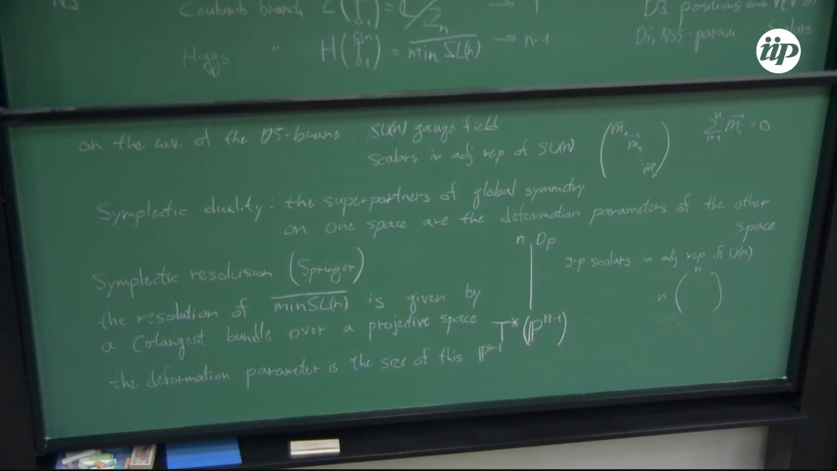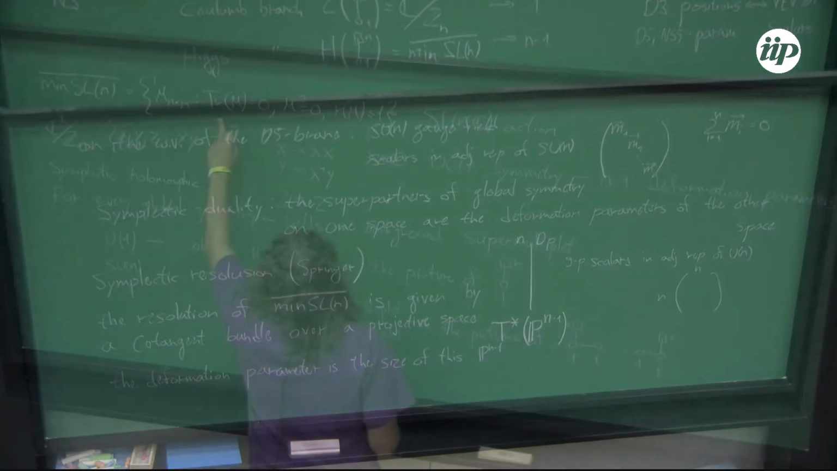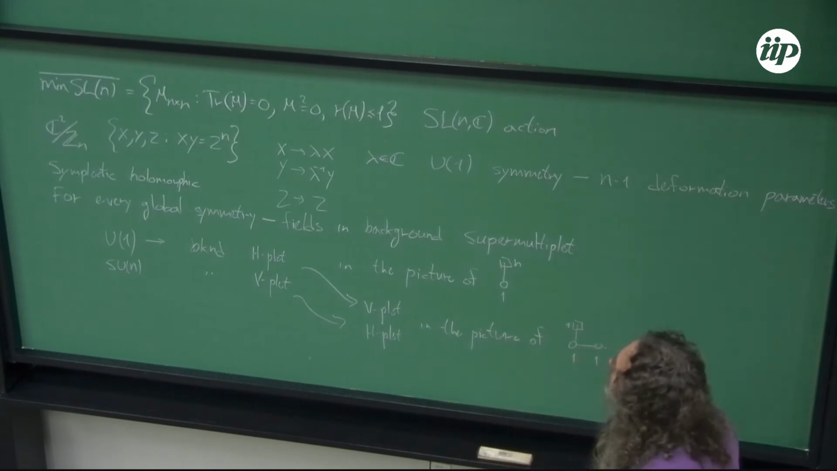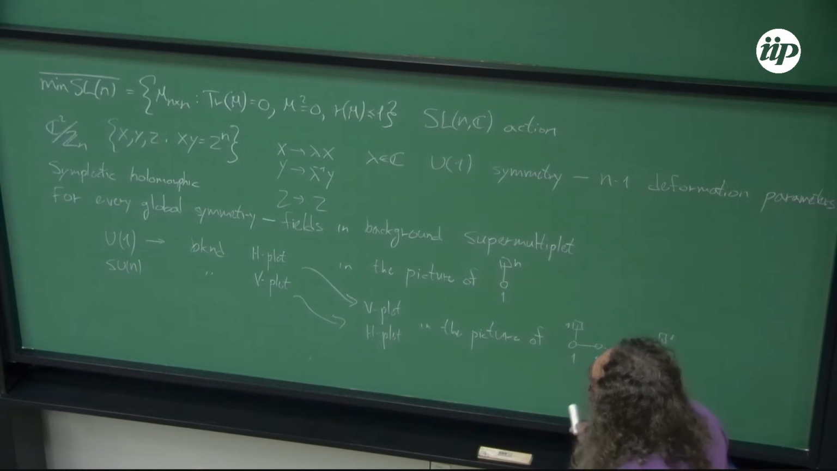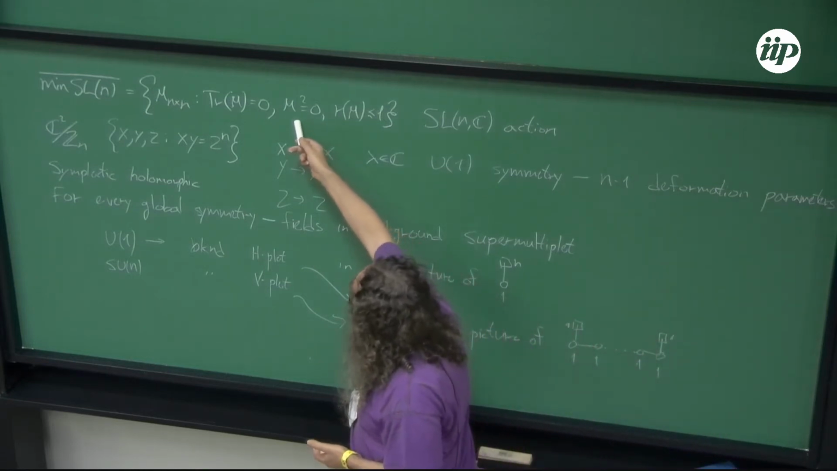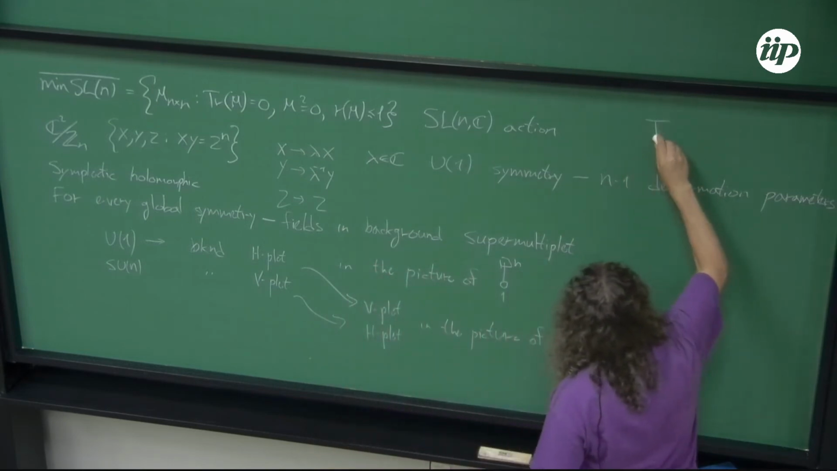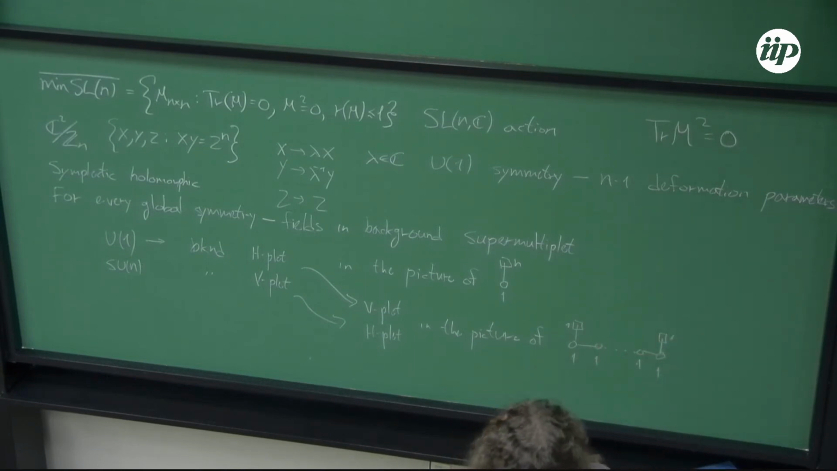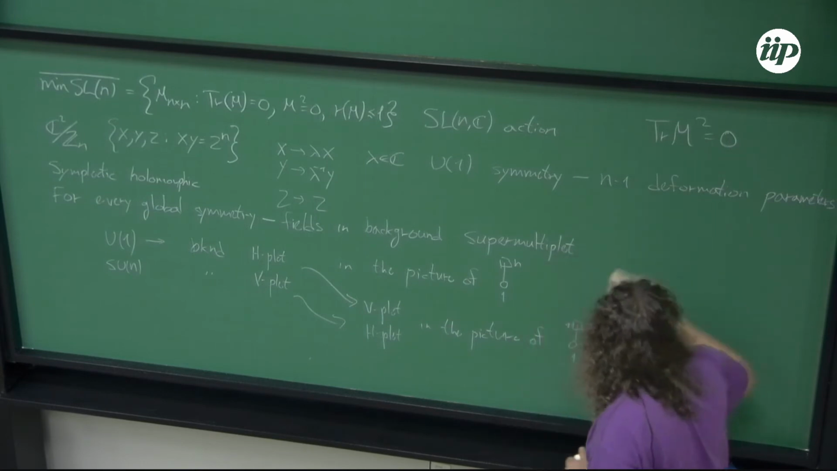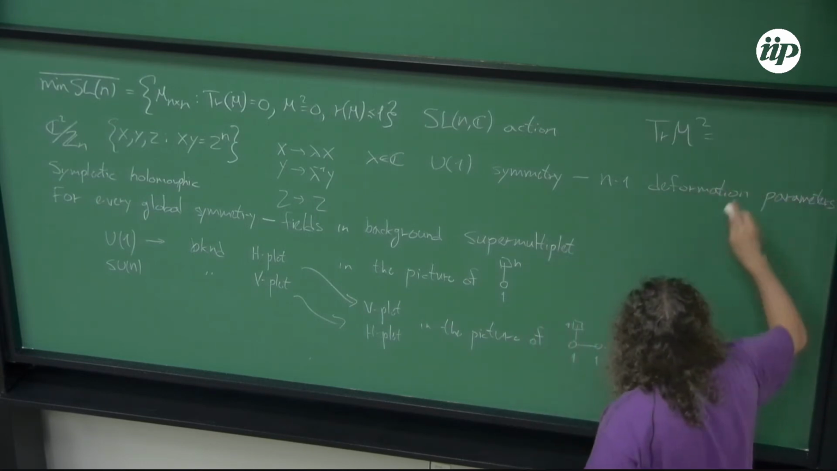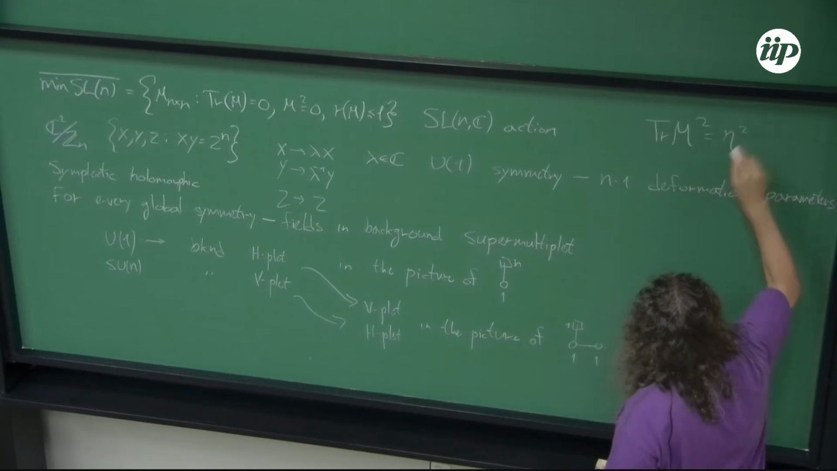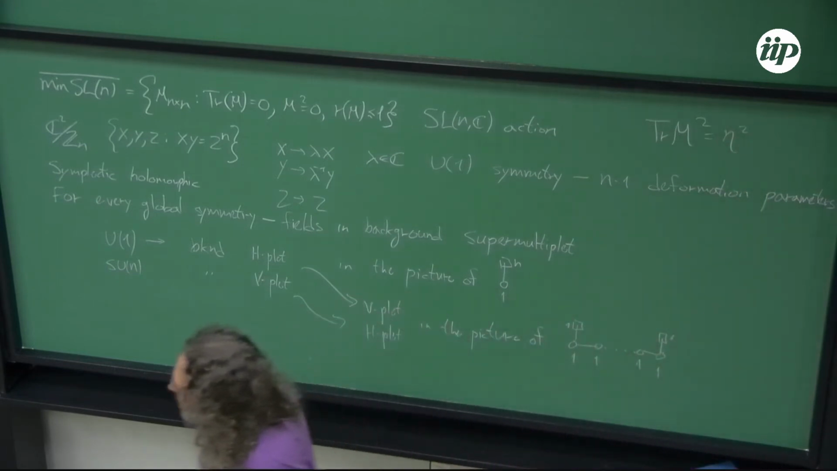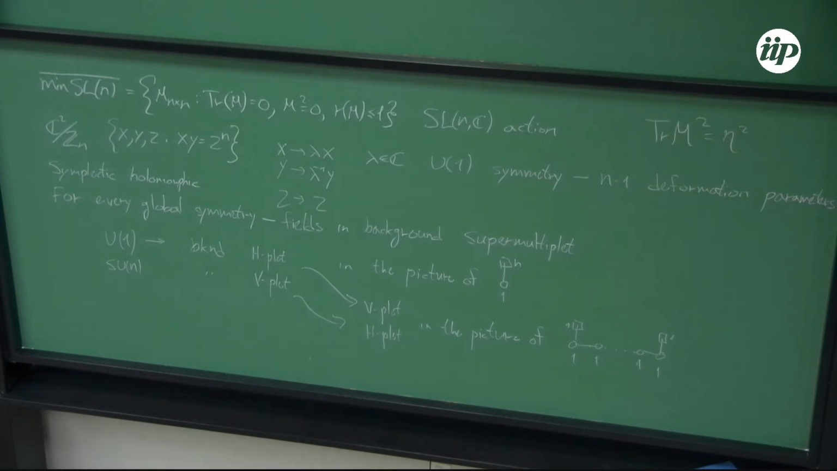So we didn't really need to know. I mean, you could also take those equations and look for deformation. From this equation, it is clear that trace of m squared is equal to 0, but once I deform, it becomes equal to some parameter. Let's call it eta. Yes, that's right.